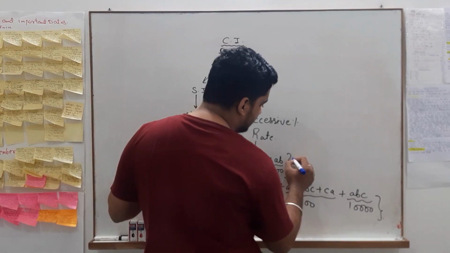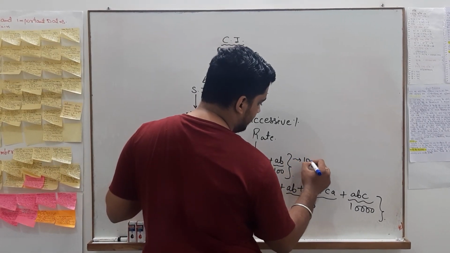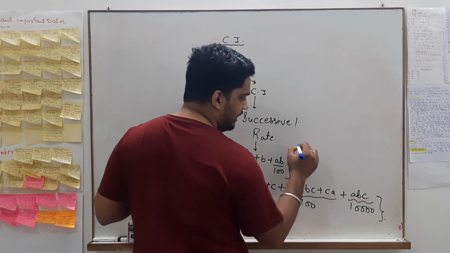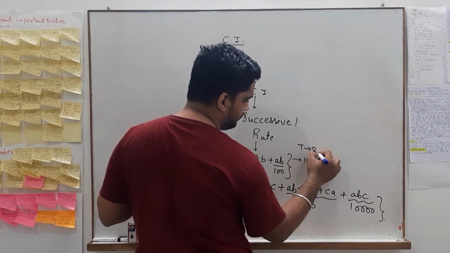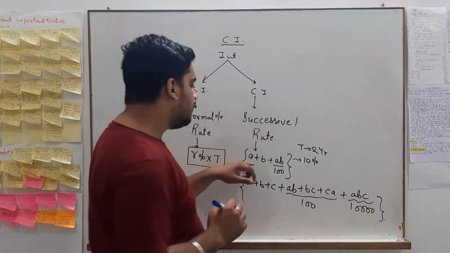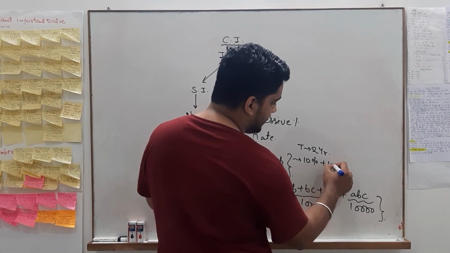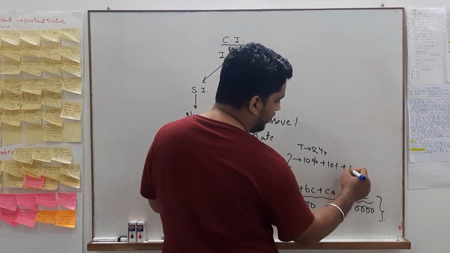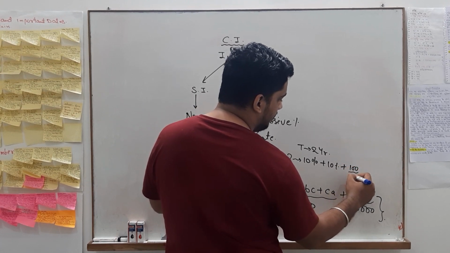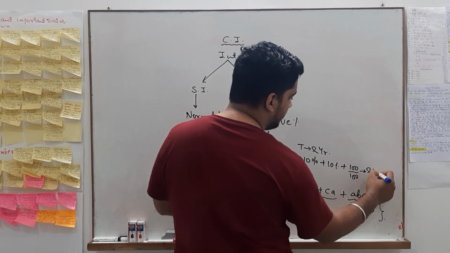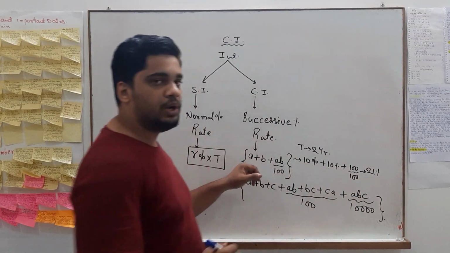So now let us assume that the rate given is 10% and the time is 2 years, right? So now what will be the successive percentage rate of it? It will become 10 plus 10 plus 10 into 10, 100 upon 100, which is equal to 21%, right?